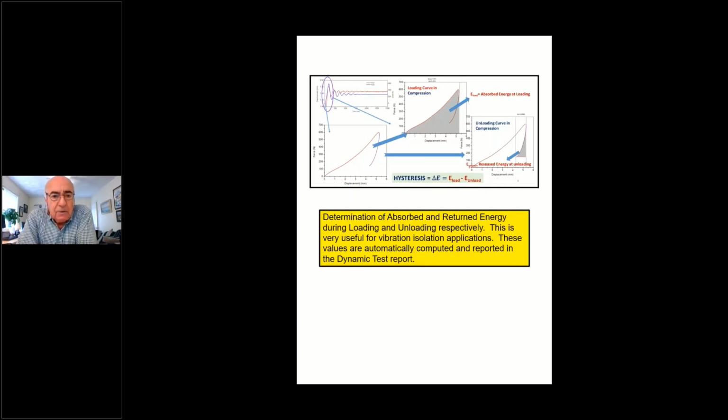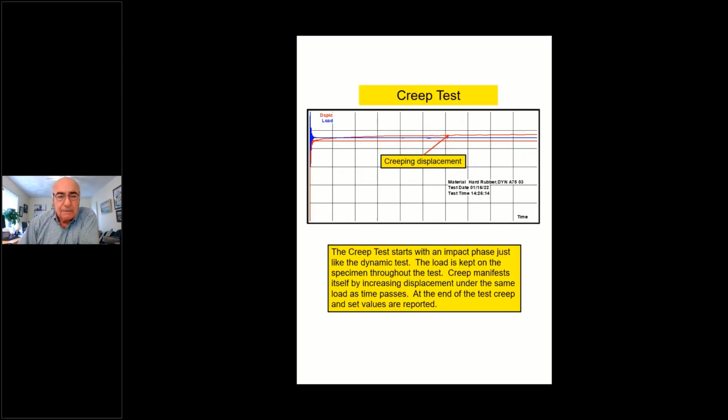slide. Here we have, as you can see, a loading curve in compression and showing an absorbed energy at loading. And then released energy at unloading. And hysteresis is the difference, of course. And as the material is more elastic, that difference is much less. If it is more plastic or more damping, the difference is quite high. Last but not least, creep test.